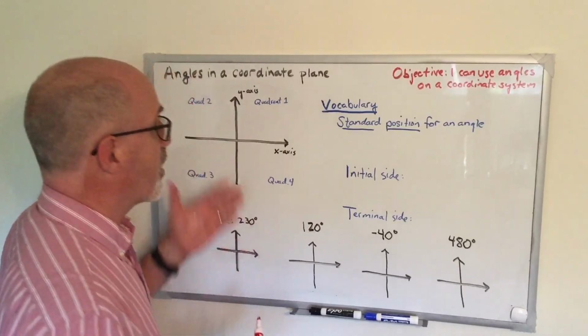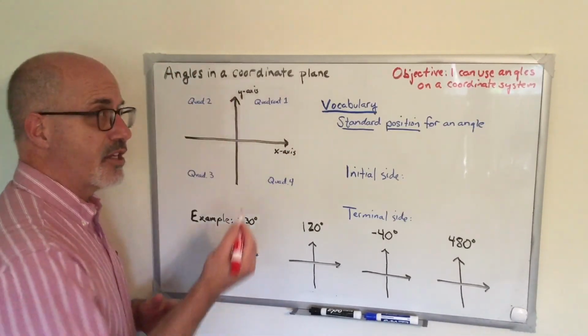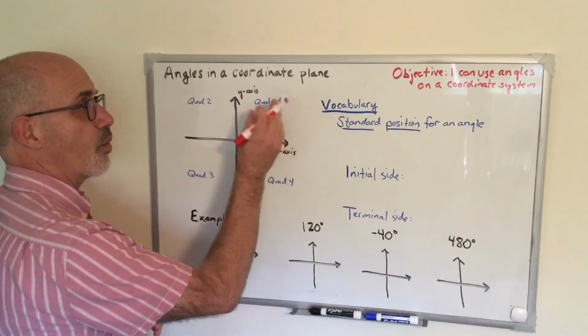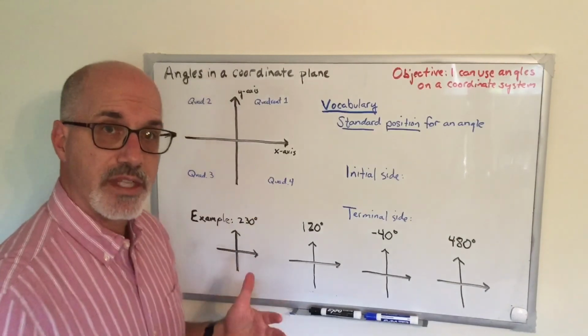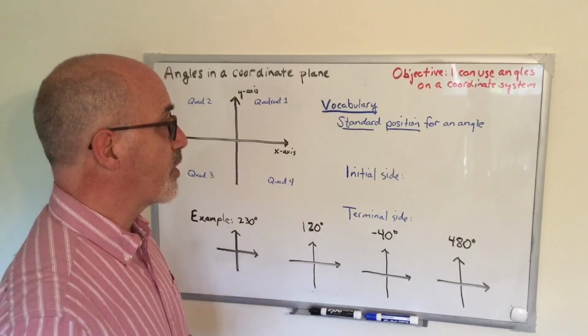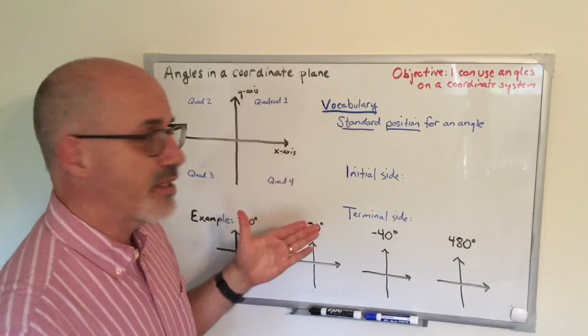So first of all, let's talk about our coordinate system. We've got our x and y axis. Just a reminder that we've got quadrant 1, quadrant 2, quadrant 3, and quadrant 4, which are the ones that we have used in previous lessons. Now we're going to talk about how we would draw angles in that system.